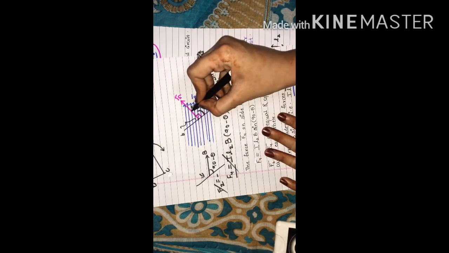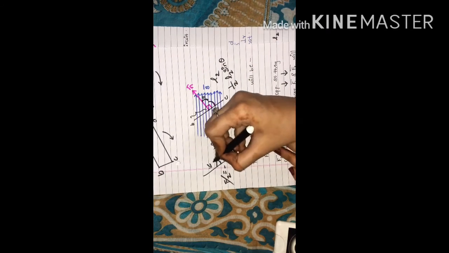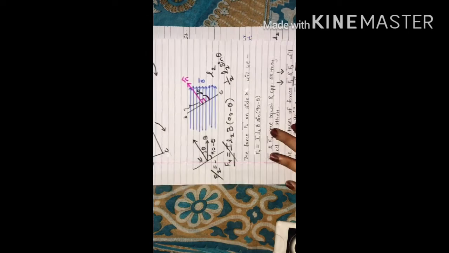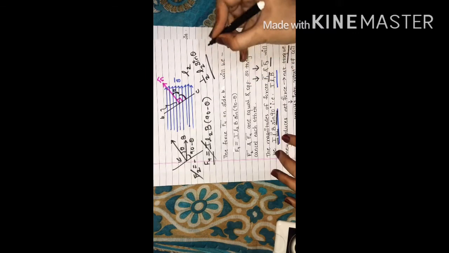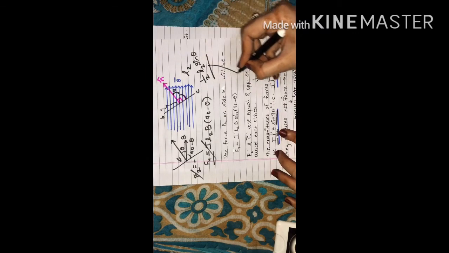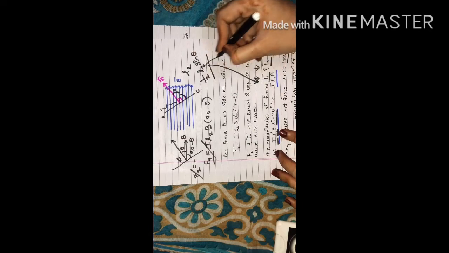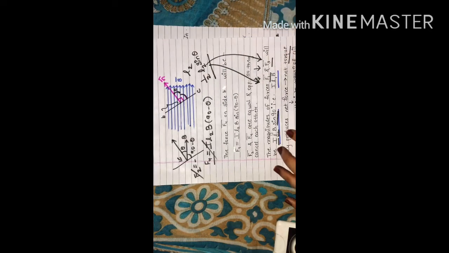I told you here, this is it. Theta is the angle made with the magnetic field, if I draw the normal here. So I will be using half L2 sin theta. I will be adding this with the force F1 and this with the force F3.